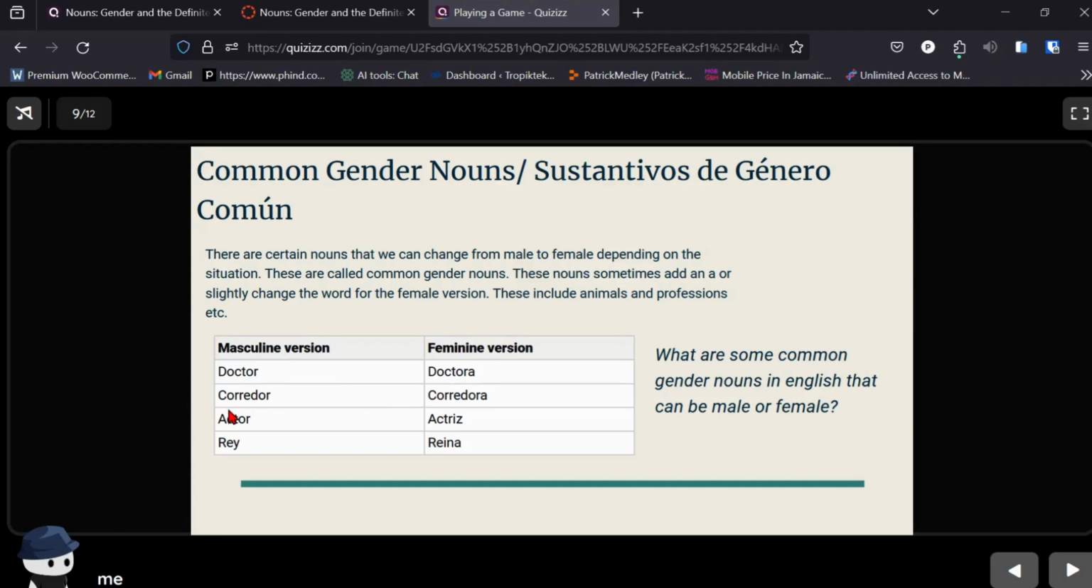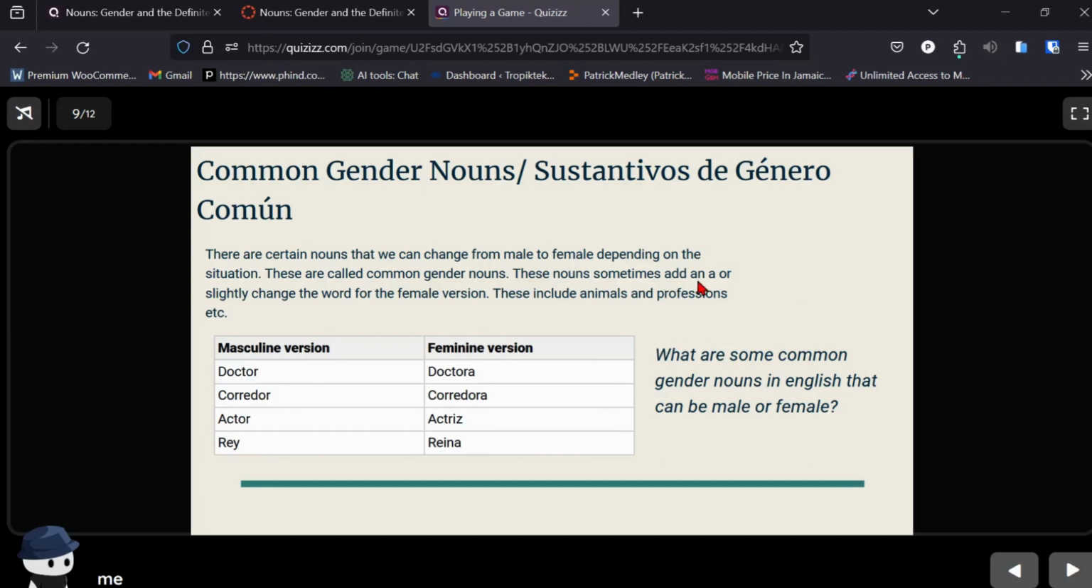Here we have corredor, and then we have corredora, masculine and feminine. The masculine actor, feminine actriz. Masculine rey, feminine reina. So doctor is obviously doctor. Corredor is runner. Of course, this one's easy because it's actor, and this last one is king and queen, right?